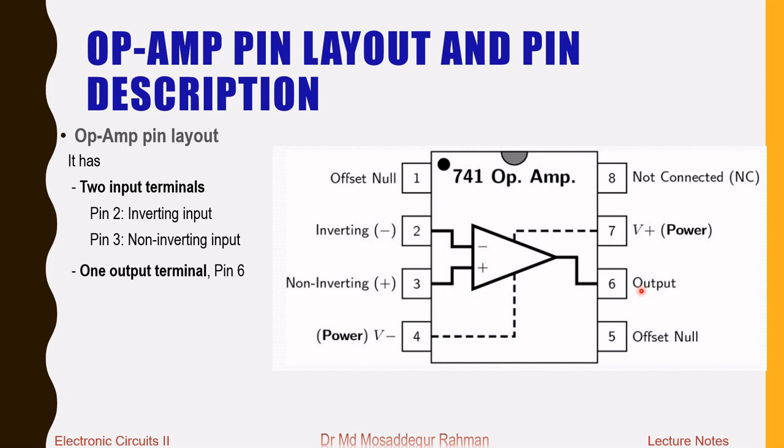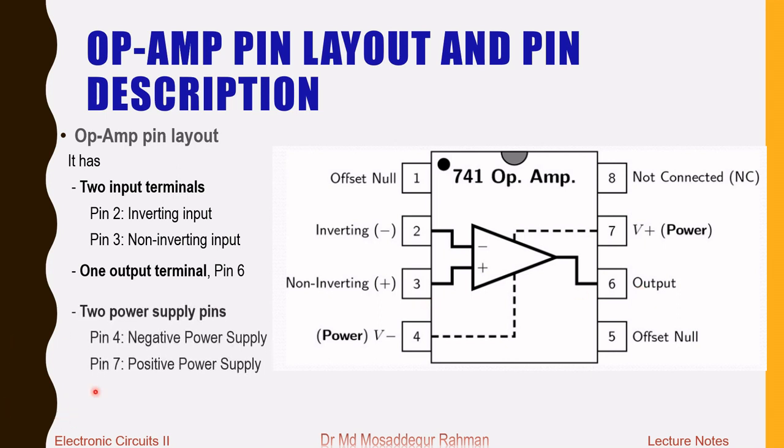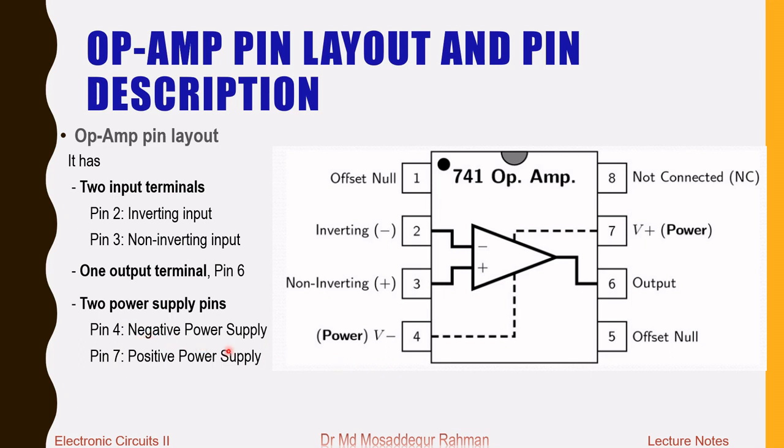We take the output from the op-amp through this pin, and it has two power supply pins, one positive power supply, the other negative power supply. Pin 4 here is the negative power supply pin, so we apply negative voltage to pin 4, and pin 7 is the positive power supply pin. We apply positive voltage at pin 7. So an op-amp usually requires two supply voltages, one positive and one negative, unlike our conventional BJT or MOSFET amplifiers, which work with just one single power supply.